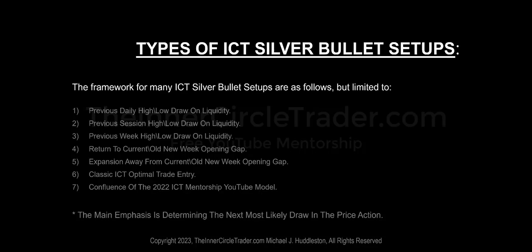Confluence of the 2022 ICT Mentorship YouTube model, which I taught for free on this YouTube channel, meaning that your draw on liquidity could be an inefficiency above the marketplace when we're bullish, or an inefficiency below the price when we're bearish. If we're bearish, we could be aiming for a discount, buy side of balance, sell side inefficiency, or some measure of fair value gap that would be below current price action. That would be your draw when bearish.